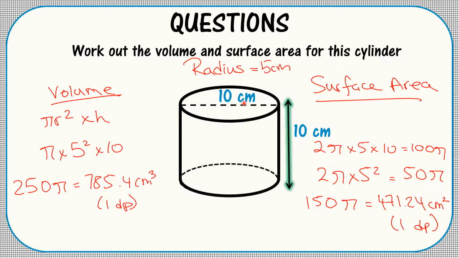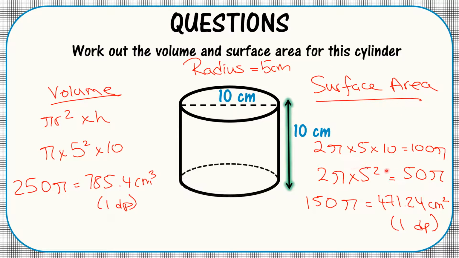What you need to understand first of all is that we have the diameter. So let's work out the radius. The radius will be half of that. So the radius is 5 centimeters. To work out the volume, we know that the formula is pi r squared times by the height. So it's pi times 5 squared times 10, which gives an answer of 250 pi, which is equal to 785.4 centimeters cubed. Remember, when you're working in volume, you use cubed, and this answer is to 1 decimal place.